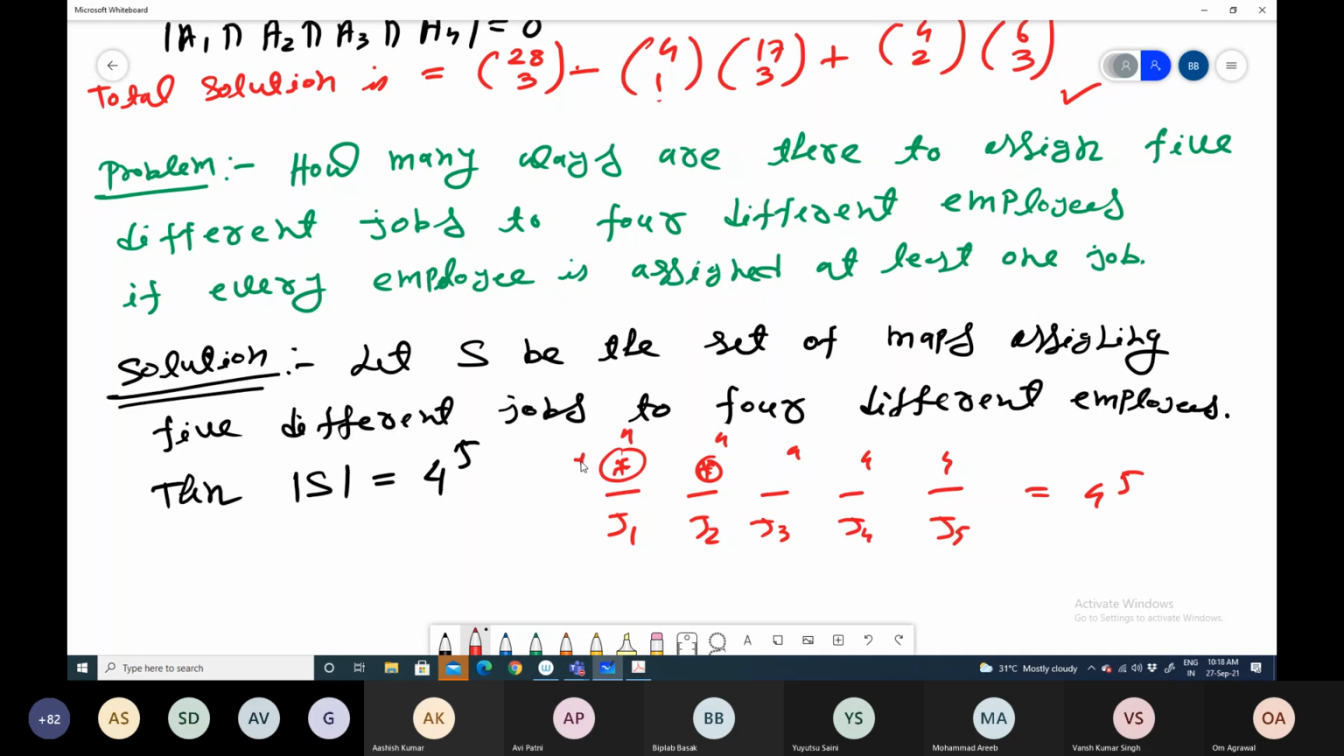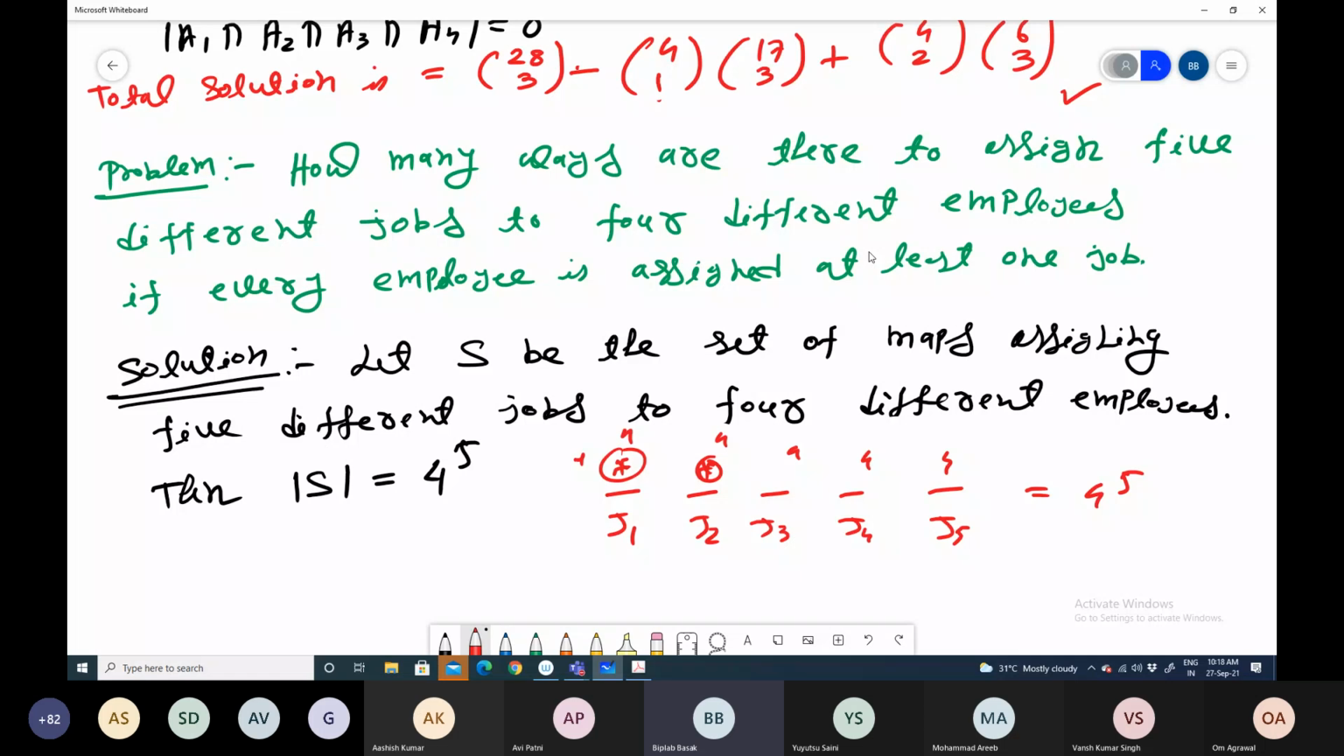Okay. But one person may have 2 jobs. It is given that every employee is assigned at least one job. That means one employee can have 5 jobs as well. Okay, sir. But one job cannot be given to two different persons.